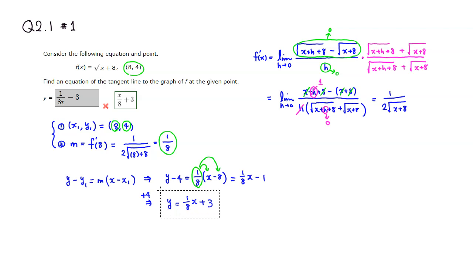So this is the equation of the tangent line to the graph of this function f at (8, 4). All right, that's it. I hope that this was clear.